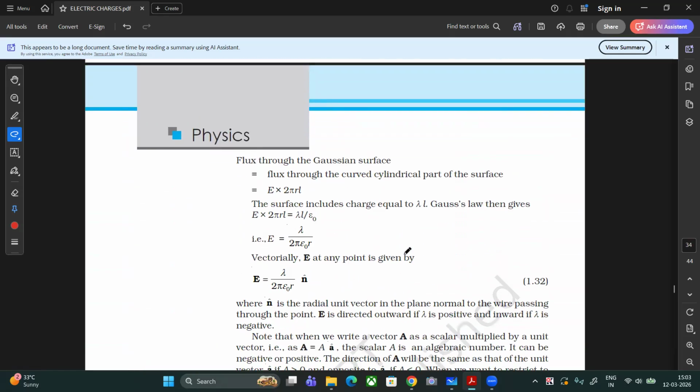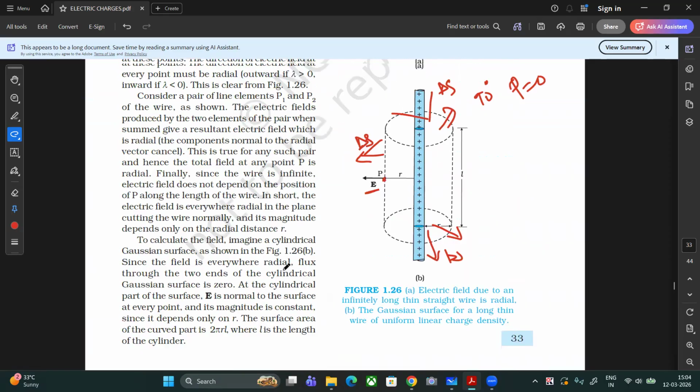So we use the flux formula E dot del S, where del S is the curved surface area of the cylinder. We equate it with Gauss law because it's a closed surface. Q is written as lambda L, because lambda is equal to Q by L. We cross multiply and get E equals lambda by 2 pi epsilon r, so the field due to an infinitely long charged wire is inversely proportional to the distance and directly proportional to the linear charge density.